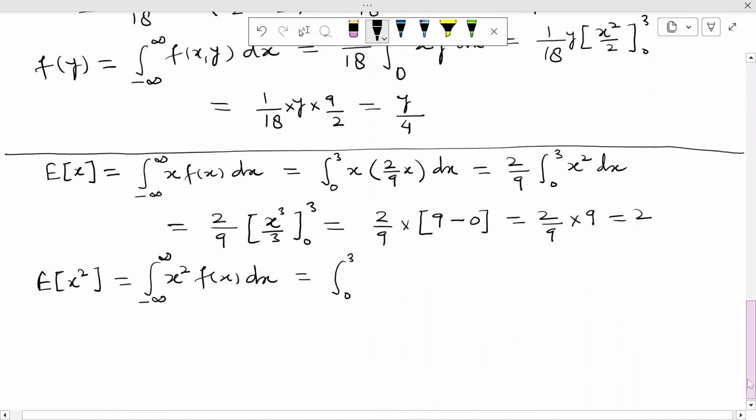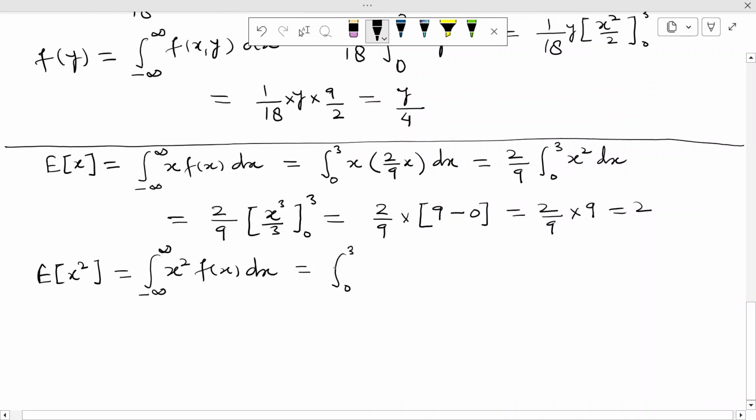Okay, so this is 0 to 3, and again, because fx is 2 by 9x, you can take this 2 by 9 outside the integral sign because it is a constant. So you will have x cube dx, and this x cube is coming out from the product of x square with fx, which is 2 by 9x, right? So 2 by 9 is outside, the expression of fx is 2 by 9x, and x and x square will become x cube.